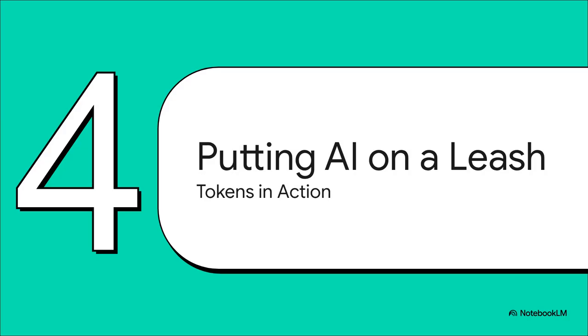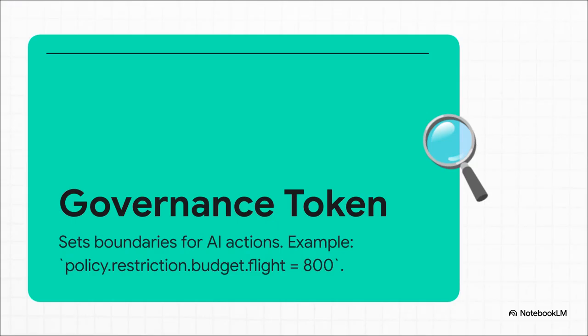Now, I know that might sound a little bit out there, so let's make it real. Let's look at a few examples of how you could literally put an AI on a leash using these new kinds of tokens. First up, you've got governance tokens. Just think of these as digital guardrails. So here, we've made a token that sets a hard budget limit of $800 for booking a flight. If an AI agent tries to book a flight that costs $900, the system just reads this token and says, nope, not allowed, and it blocks the action. The rule isn't hidden away in thousands of lines of code, it's right there, a clear, readable token.